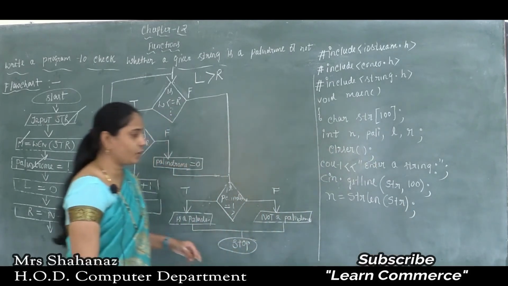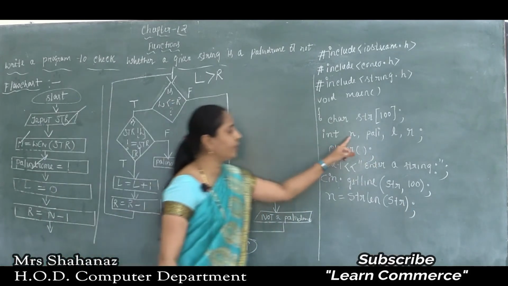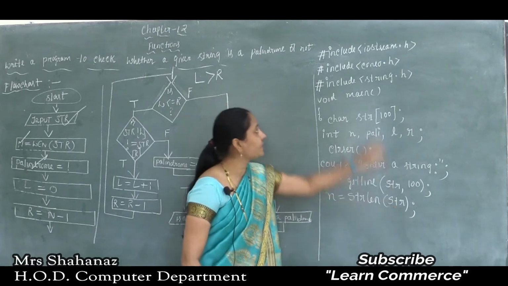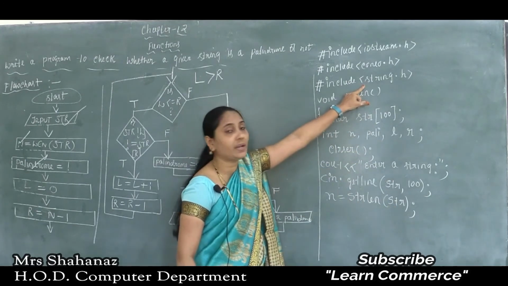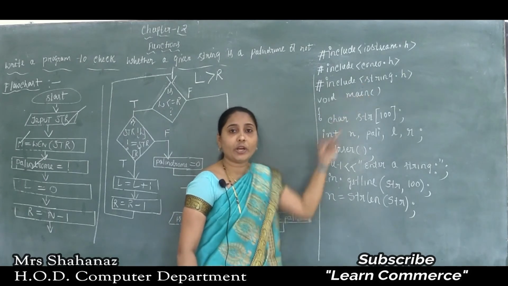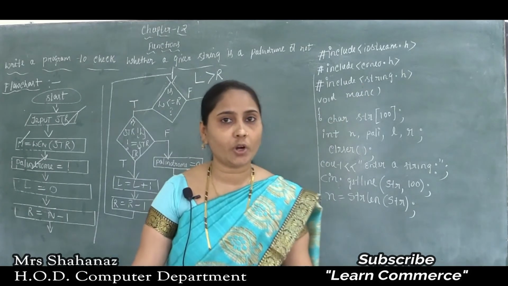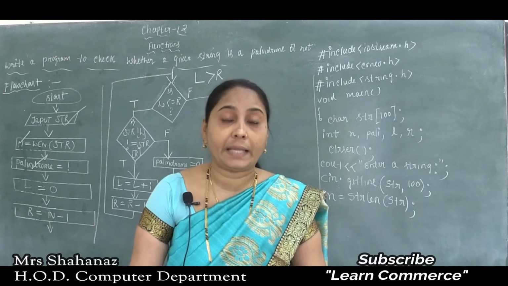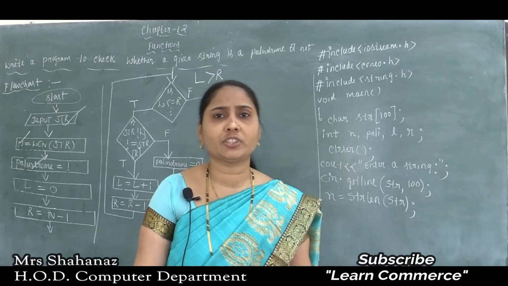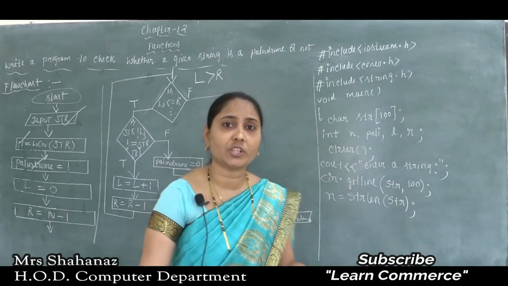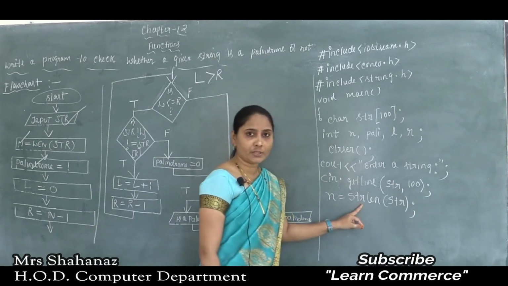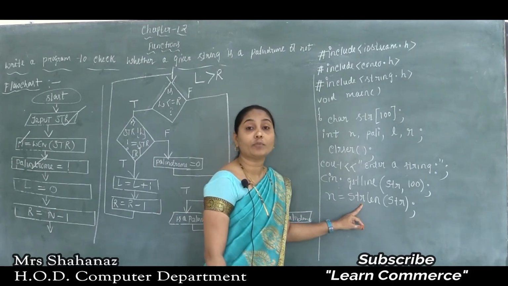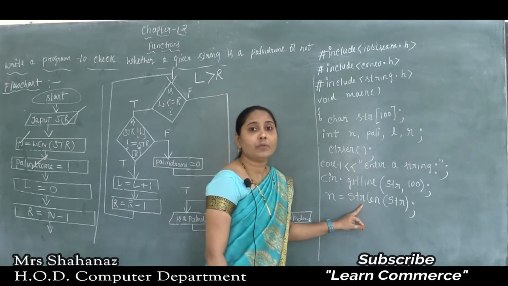So n is equal to strlen of str. I already declared the variable n, and strlen of str means we already used the header file string.h. When you are using the header file string.h, there is no need to declare it. The string.h contains functions like strlen, strcpy, and strcat. So this code is used just to find the length of the string, the number of characters within the string.